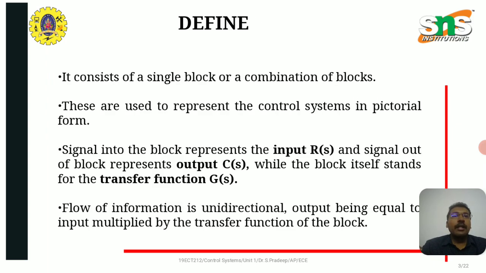Define. It consists of a single block or a combination of blocks. These are used to represent the control system in pictorial form. Signal into the block represents the input and the signal out of the block represents output, where input is R of S and output is C of S, while the block itself stands for the transfer function G of S. Flow of information is unidirectional, output being equal to input multiplied by the transfer function of the block.